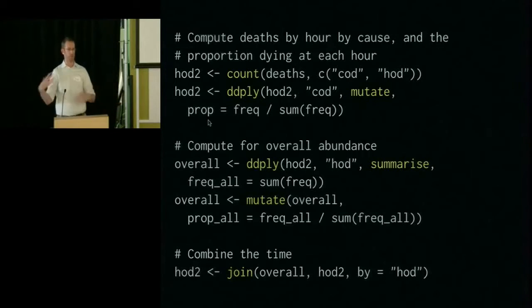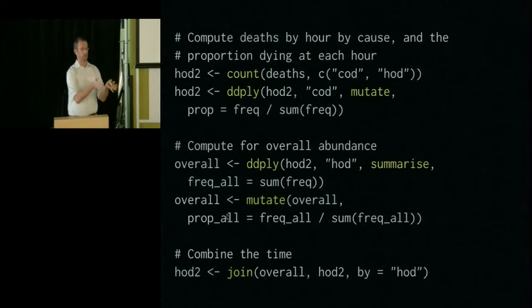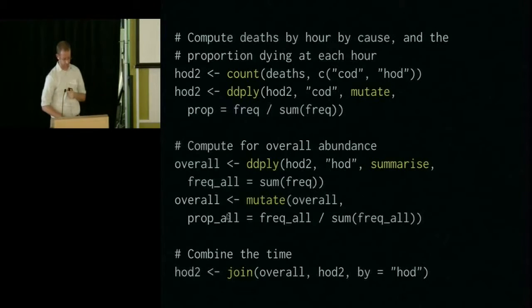So the proportion within a disease is just the frequency divided by the total frequency. Right? I want to try and get rid of that denominator, which is how many people died from that disease. Then I need to do the same thing for the overall, to get the percentage of people dying in each hour over all diseases, and then I join them back together. So in one data frame, I've got both the proportion dying at each hour for each cause, and the corresponding frequency over all diseases.